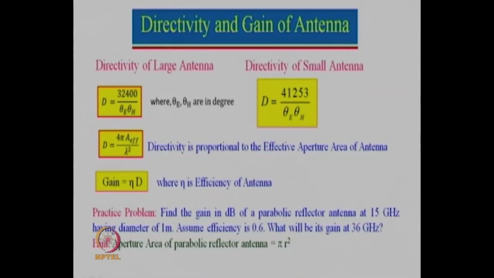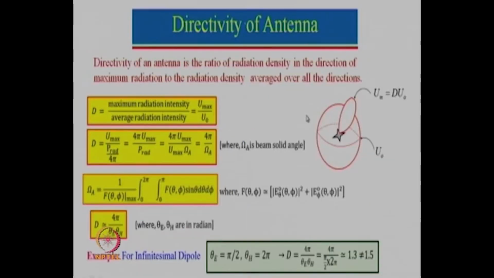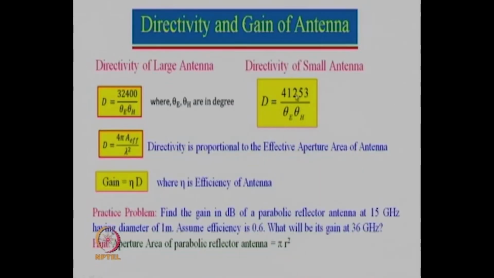So, for small antenna we can use the same expression, which is 4 pi over theta e theta h, where theta e, theta h are in radian, but now they are converted in degree. To convert from radian to degree, all you do is multiply by 180 divided by pi. So over here theta e, theta h are in degrees, and that 4 pi times 180 by pi squared becomes this particular number here.